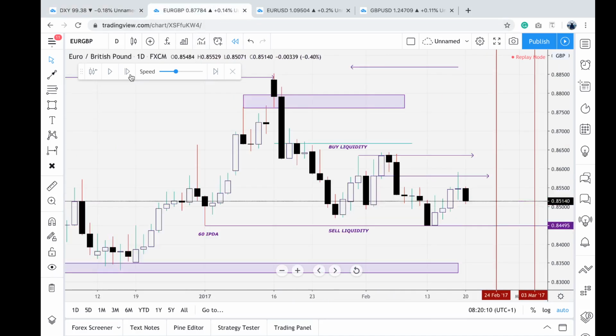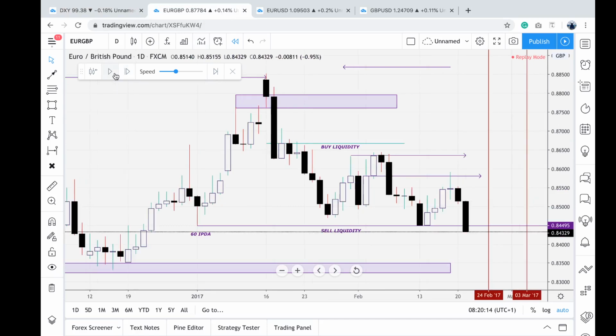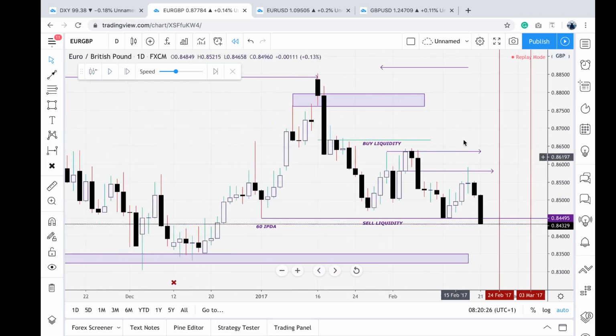Euro pound, not trading this. We're going to stay out of the market, please. Euro pound, we traded down, bearishness. We still would not have taken this trade, even though we wanted to see bearishness, because we're at the middle of the range. We don't want to take trades when price is at the middle of the range.